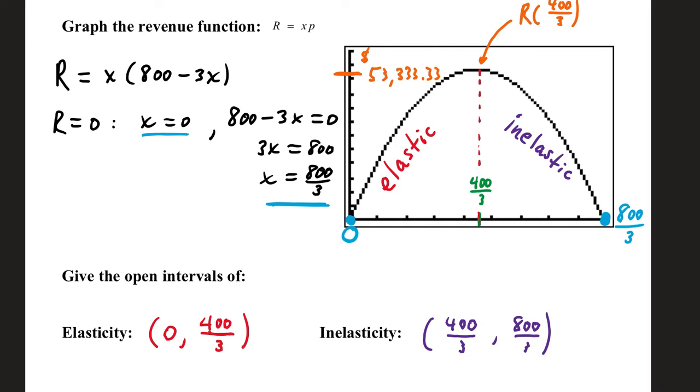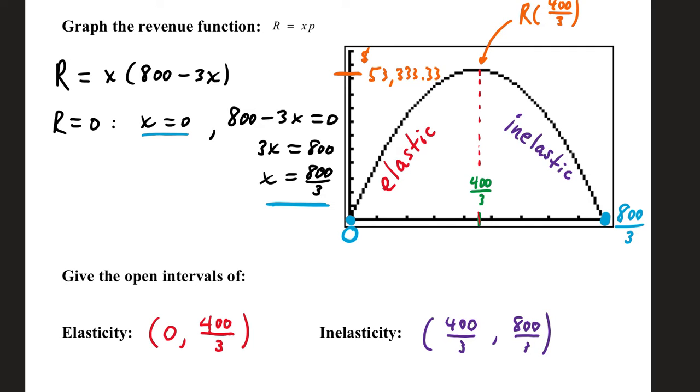If you don't distribute, then revenue is equal to 0 when X equals 0, or when 800 minus 3x is equal to 0, and that occurs at 800 over 3. If you just set each factor from the revenue function equal to 0, you get your starting value 0, your ending value 800 over 3. That will help you pick the right graph on WebAssign.